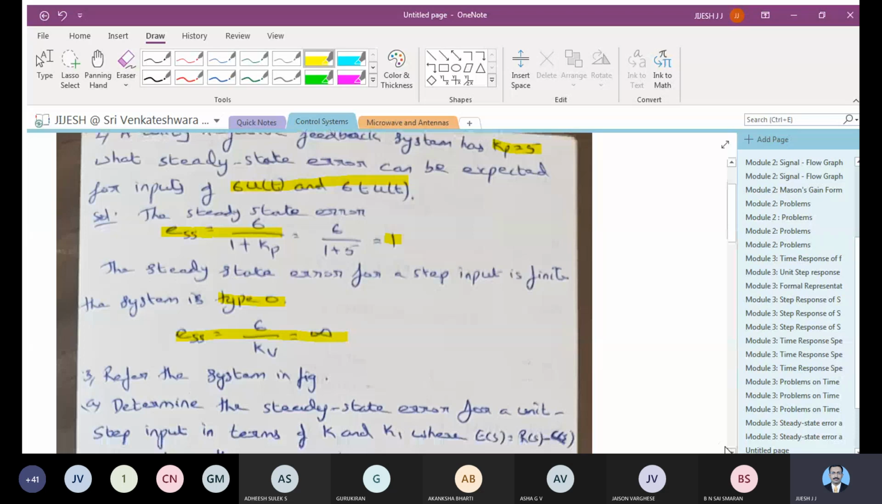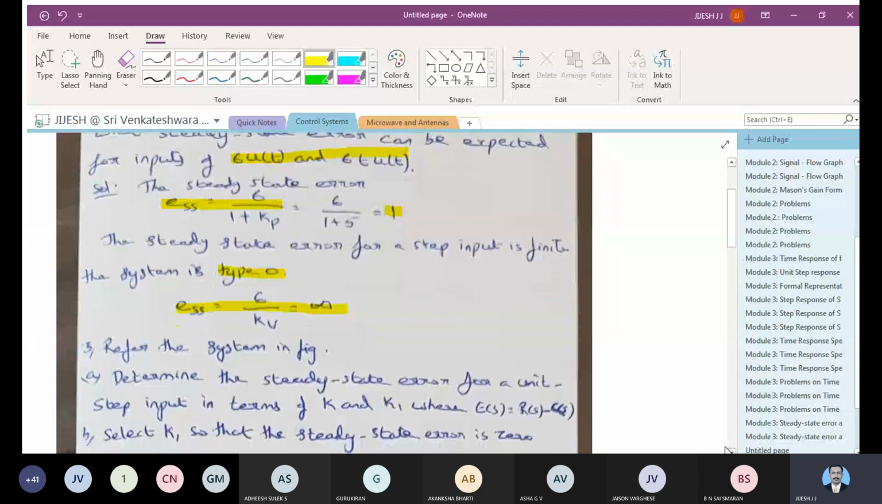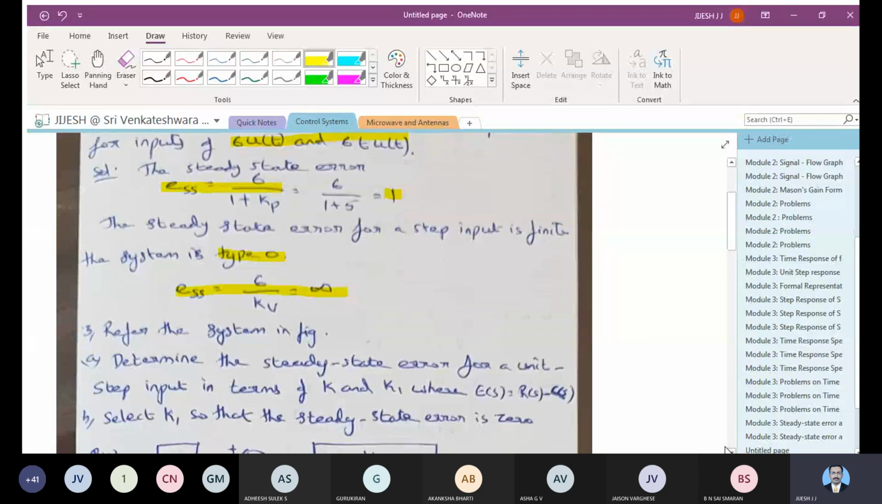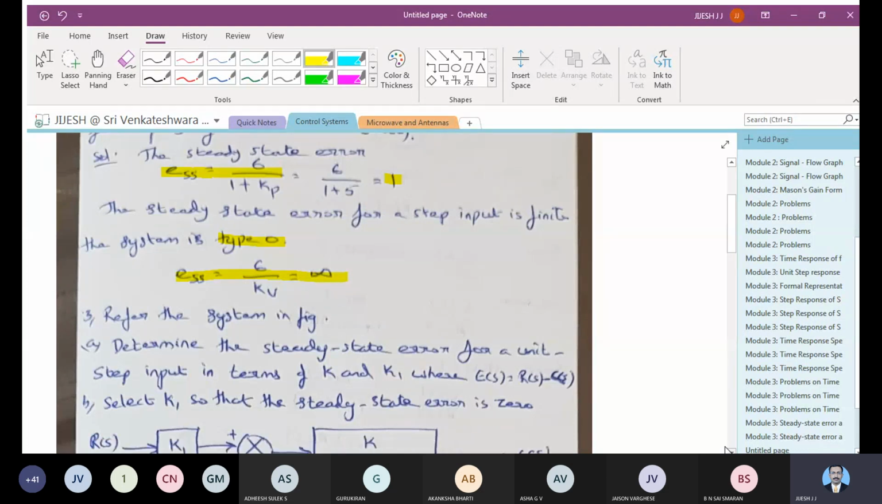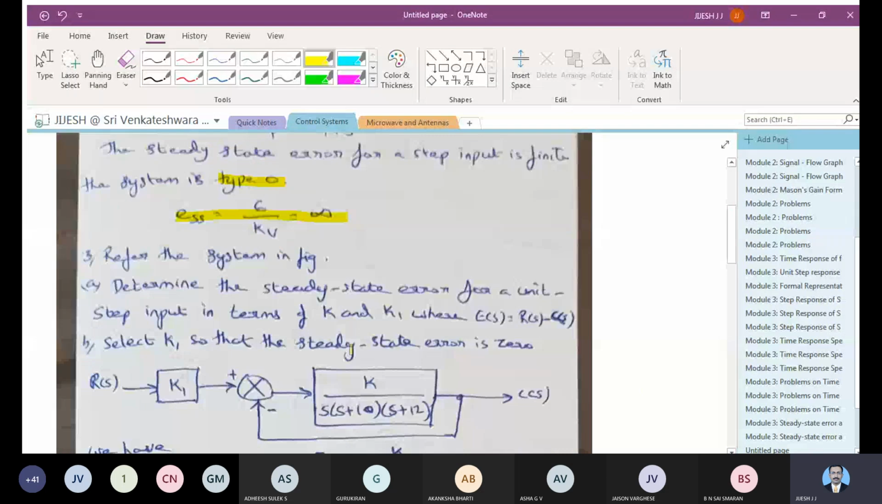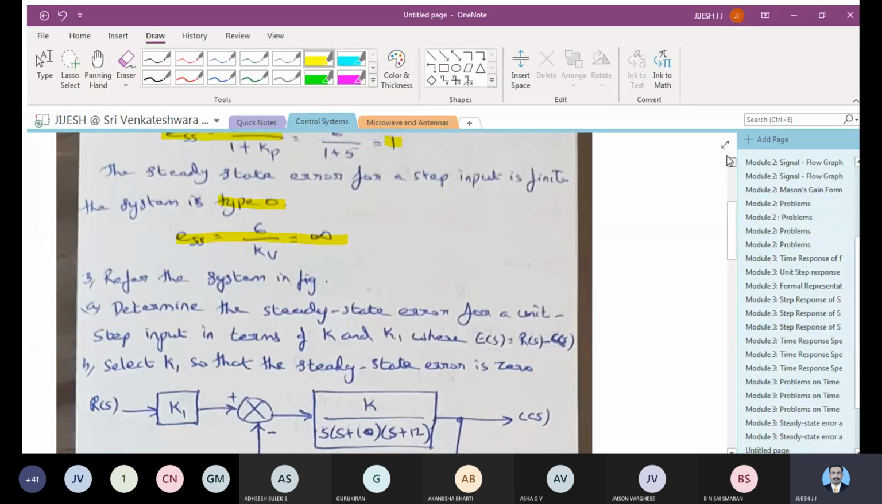So refer to the system in the figure. This is the next problem. Determine the steady state error for a unit step input in terms of K and K1, where ES is equal to RS minus C of S. That is one thing. Select K1 so that the steady state error is 0. So this is what they have asked you to do. You can just note down, we will simplify it further.